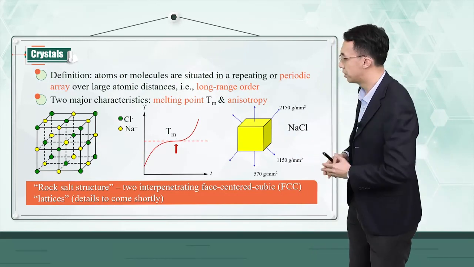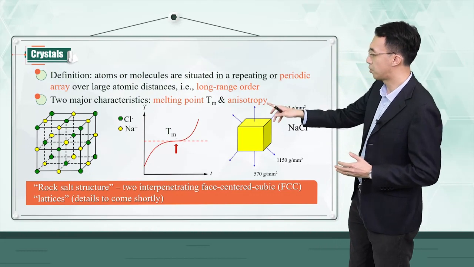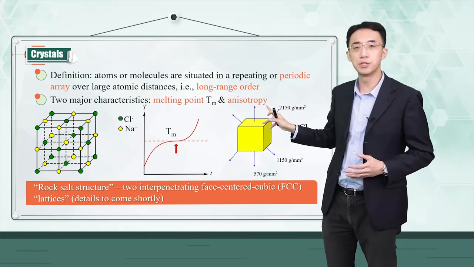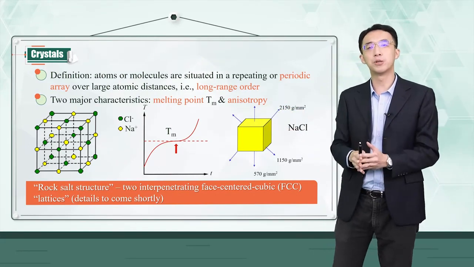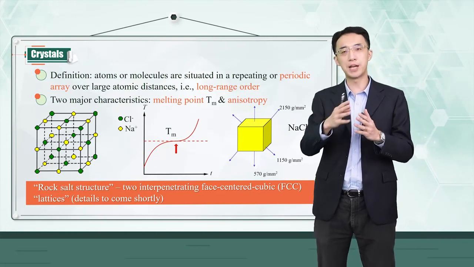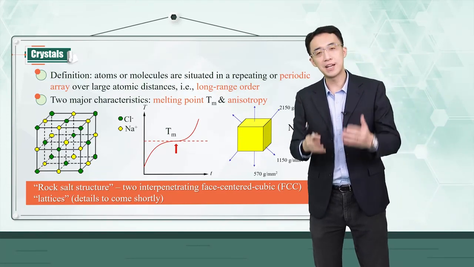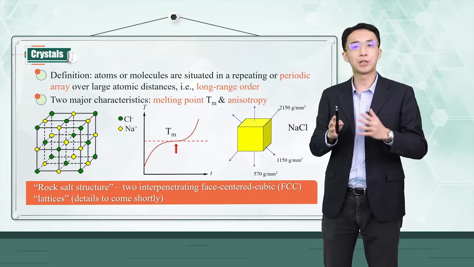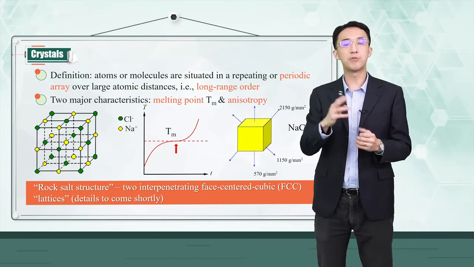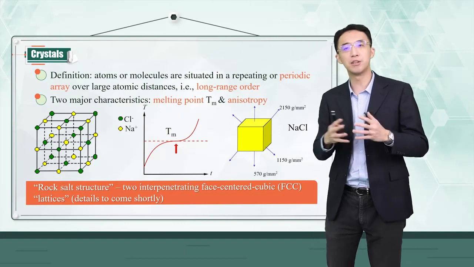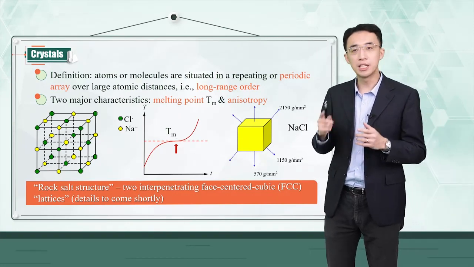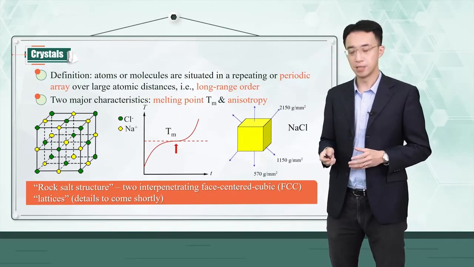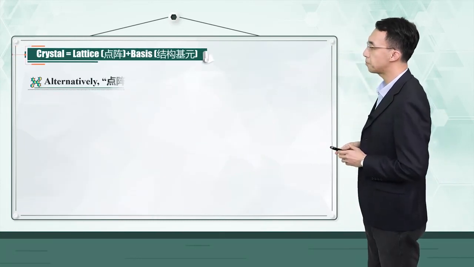The second characteristic of crystals is the so-called anisotropy, which means the properties of your material depend on the direction. That's a natural result of your crystal structure because you have a certain atomic long-range arrangement, and different directions correspond to slightly different atomic arrangements, giving rise to different properties, or anisotropy.